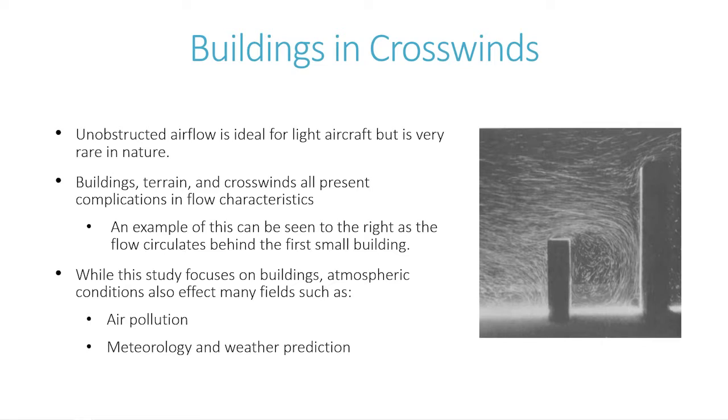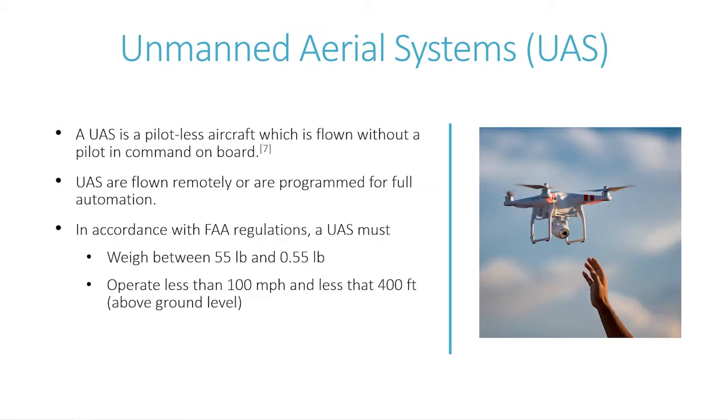Unobstructed airflow is ideal for light aircraft, but is very rare in nature. Buildings, terrain, and different wind flows all present complications in flow characteristics. Just to define it, an unmanned aerial system is a pilotless aircraft which is flown without a pilot in command on board, and these can be flown either remotely or programmed for full automation.